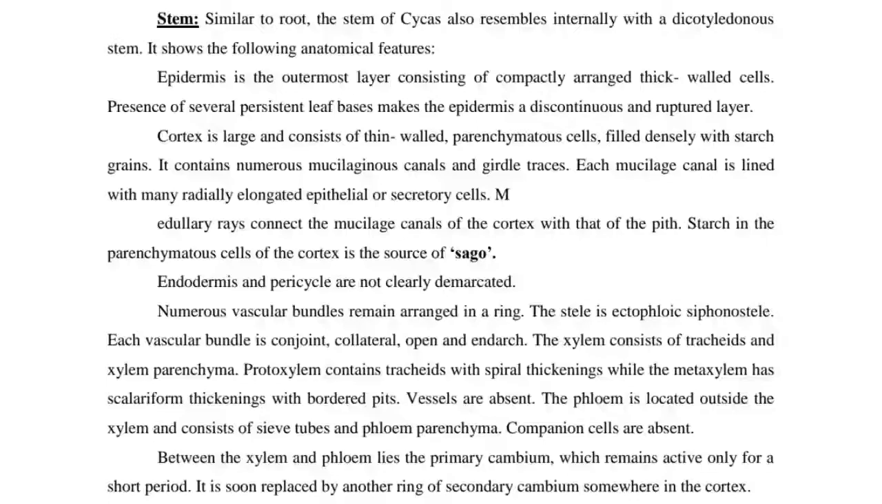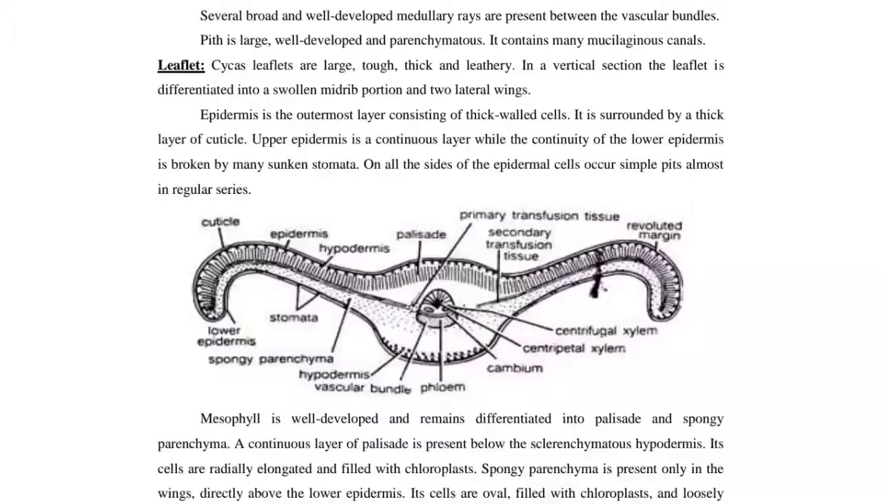Vessels are absent. The phloem is located outside the xylem and consists of sieve tubes and phloem parenchyma. Companion cells are absent. Between the xylem and phloem lies the primary cambium, which remains active only for a short period. It is soon replaced by another ring of secondary cambium somewhere in the cortex. Several broad and well-developed medullary rays are present between the vascular bundles. Pith is large, well-developed and parenchymatous. It contains many mucilaginous canals.